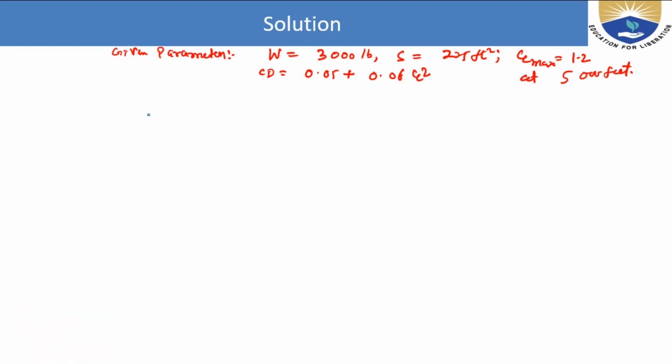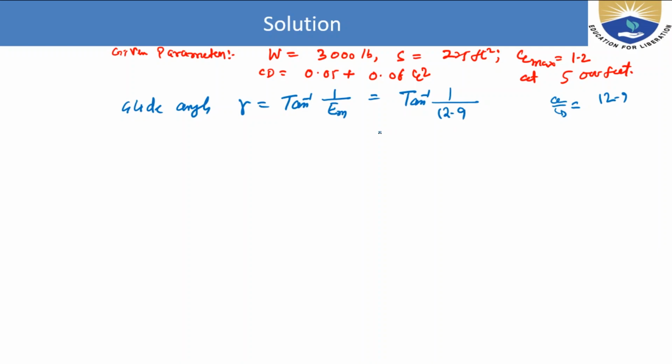First we will see the glide angle. Gamma is equal to tan inverse 1 by EM, so tan inverse 1 by CL by CD. EM is CL by CD. So we can find out here the CL also from here, and CL by CD you will get 12.9. So with 12.9, you will get 4.43 degree. So this gamma angle is 4.43 degree.